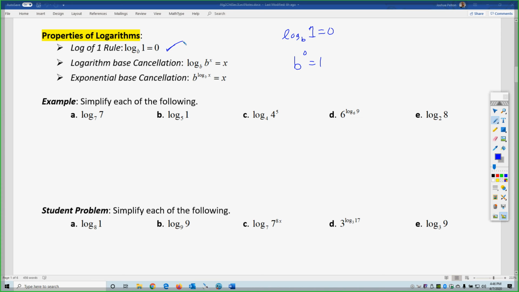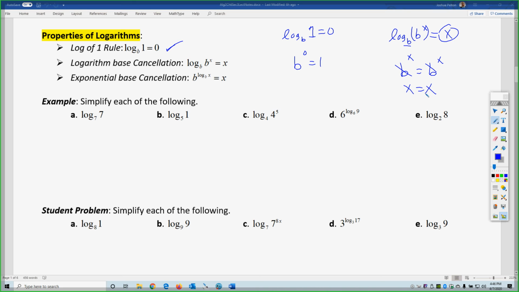If I have log base b of b to the x equals x, why does that cancel? Well, b to the x equals b to the x, right? So that's the base and the outcome if I convert the formats, which cancel and leave you with x. Okay? So log bases and exponent and power bases cancel each other, okay?